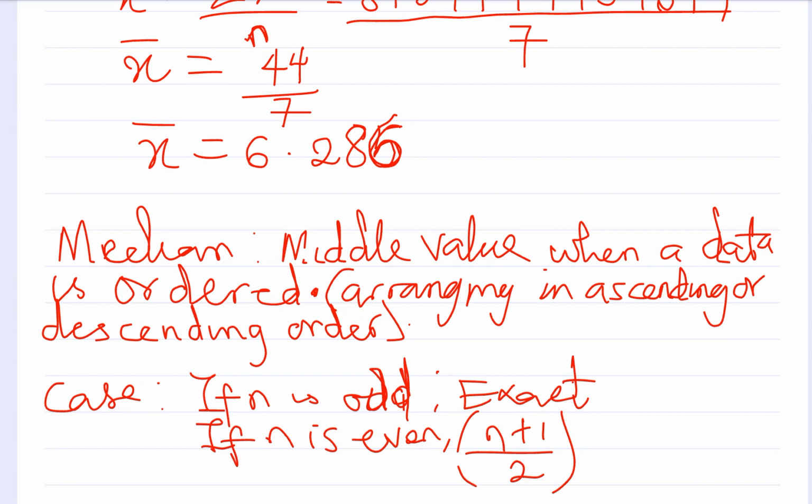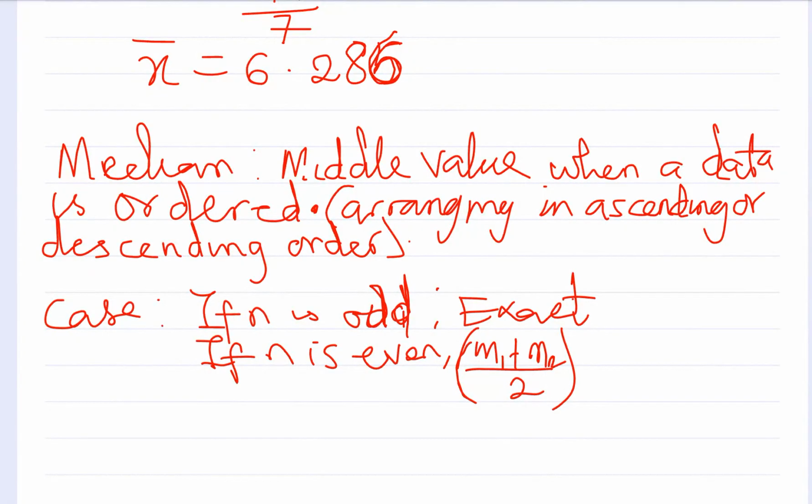That means you are going to add those two values together and then divide by 2. So you just say m1 plus m2, the first median and the second median added together, then you divide by 2. I will give you an example on that.